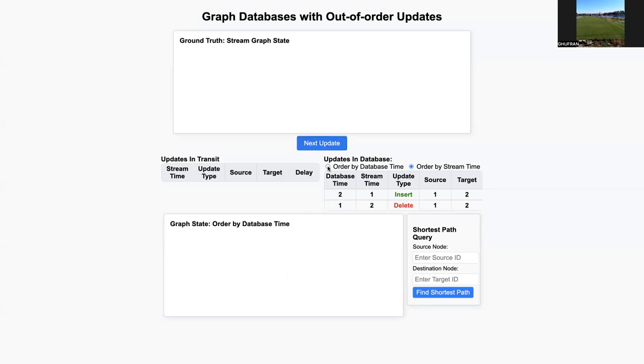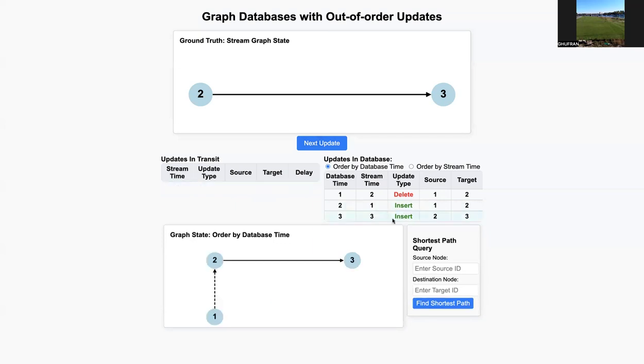Now let's extend the scenario. A new update is emitted, inserting edge from source vertex 2 to 3 at stream time 3. When it reaches the database, the edge from source vertex 2 to destination vertex 3 correctly appears in both the traditional graph state and the HAL graph state. Of course, it is the same in the ground truth graph.